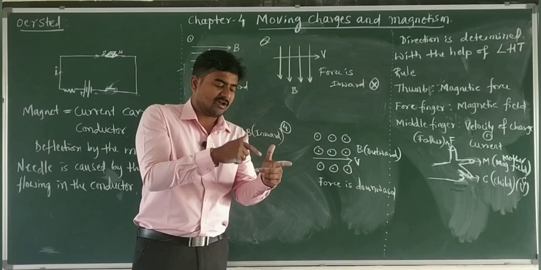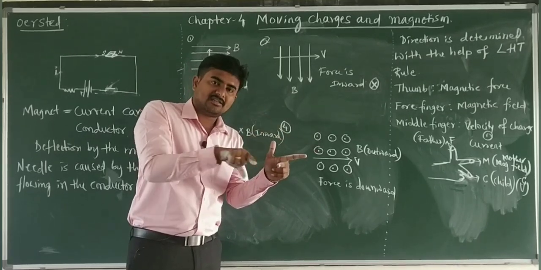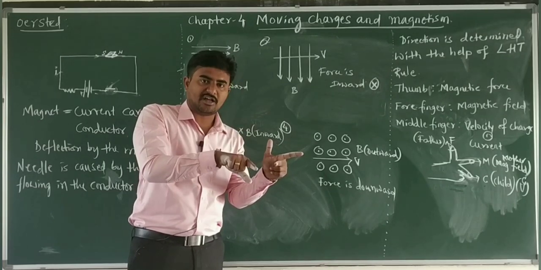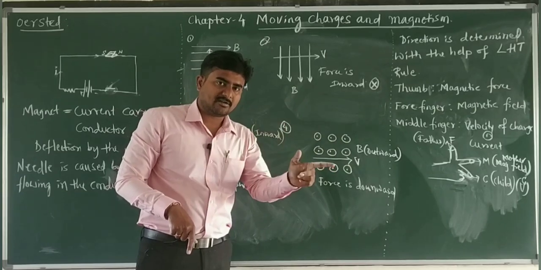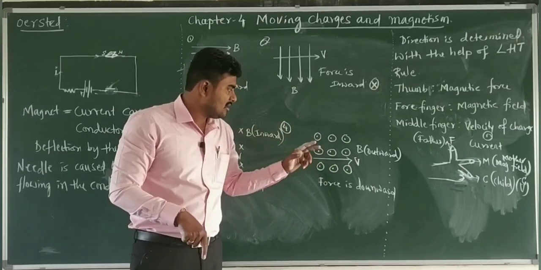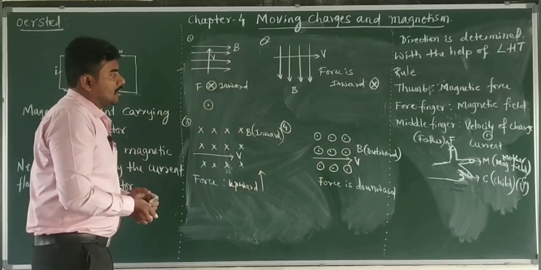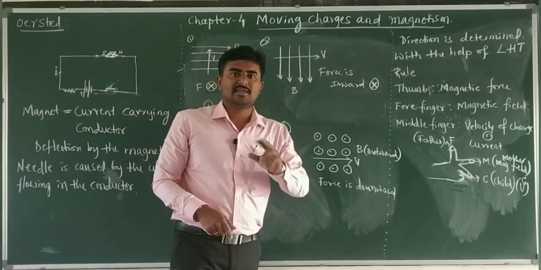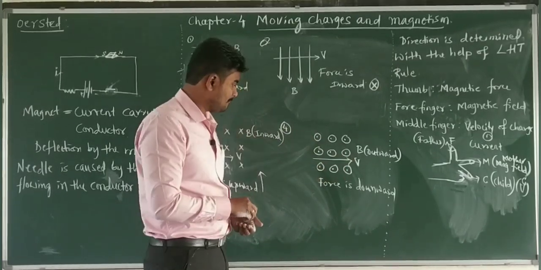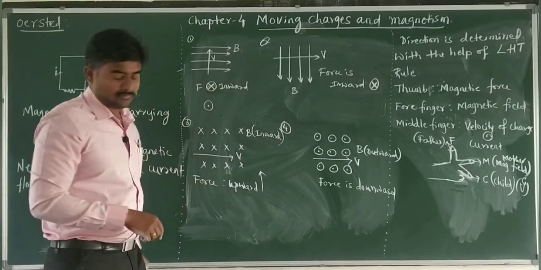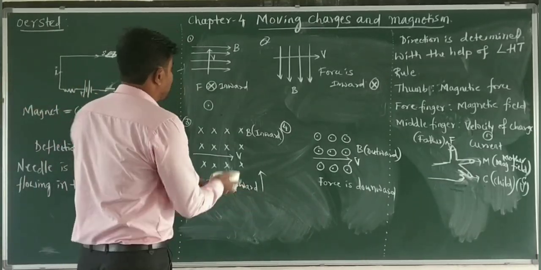Father, mother, child. Father stands for force, mother stands for magnetic field, and child stands for what? Motion of charge or current, I can say, because the motion of charge constitutes current. Okay, since current has no direction, therefore I am using velocity, because current is scalar quantity and velocity is vector quantity. Okay, next we shall discuss some special cases.